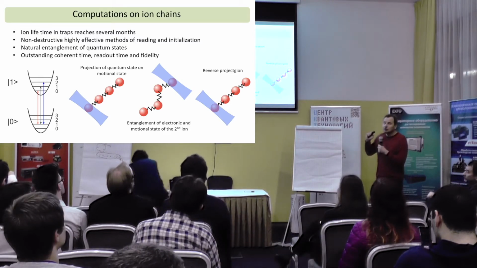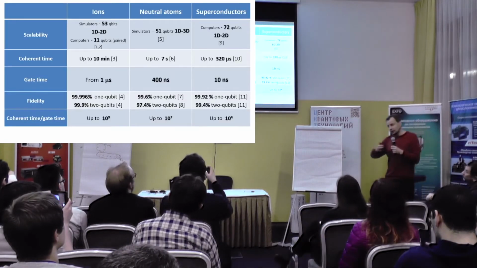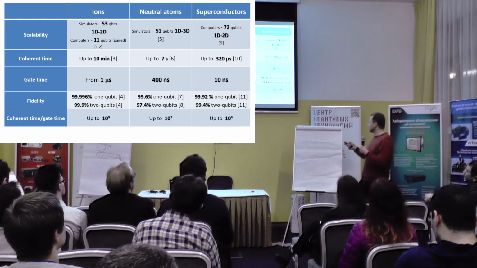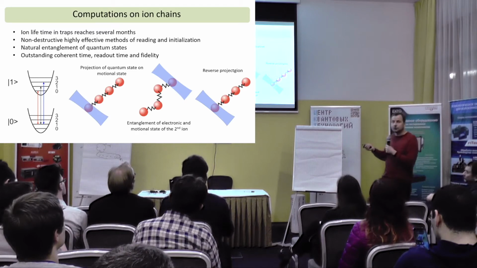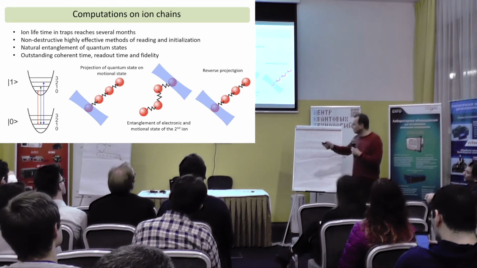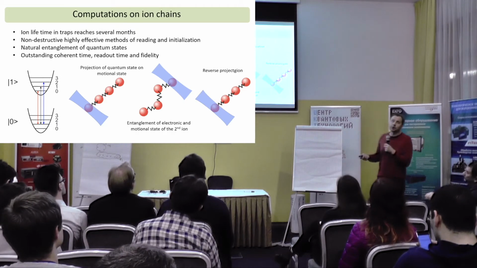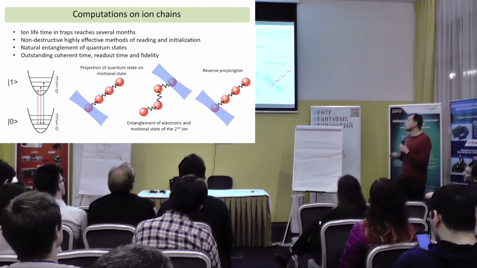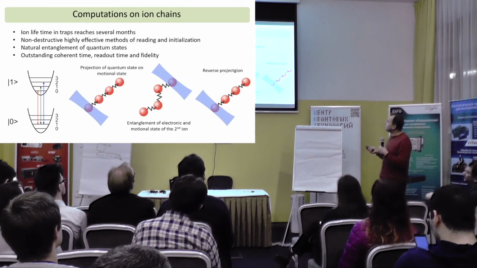Then you entangle ions using this operation. They start vibrating as a common structure. And then you do the reverse projection, and you can make entanglement of two electronic states of ions in the chain, and return back to the no-vibrational state. So this is the general approach by which most quantum algorithms using ions work. But then we have to go into a little more detail.